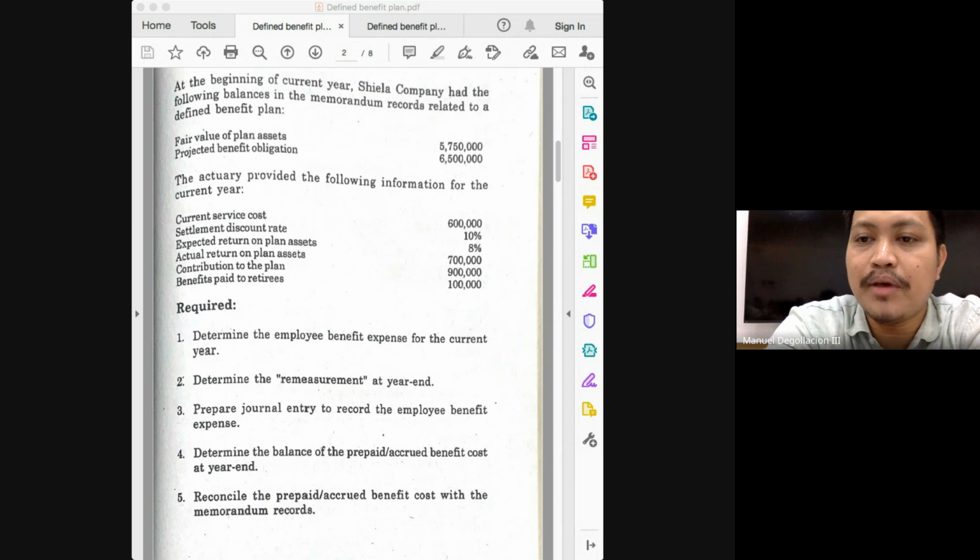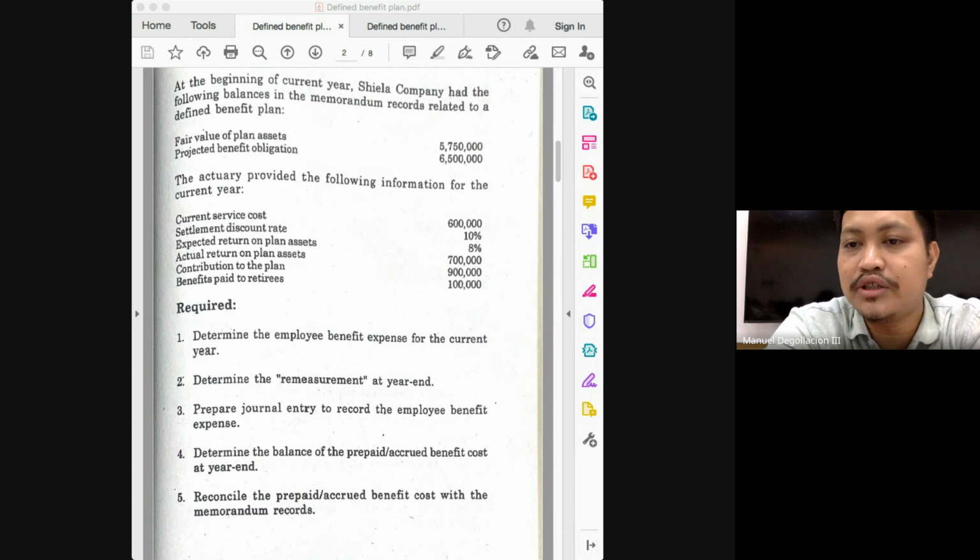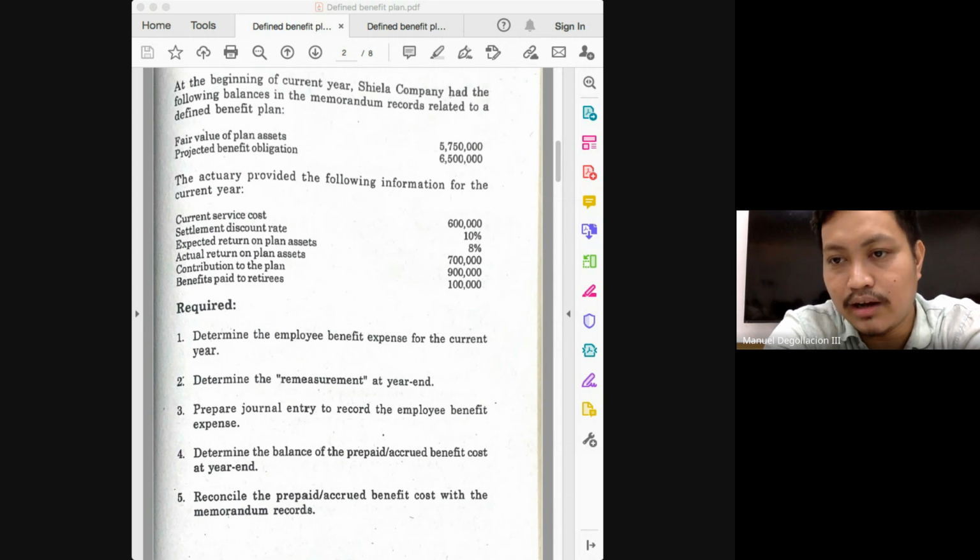How much is your FVPA beginning given, class? 5,750,000. How much is your PBO beginning? 6,500,000. You get the difference between the two, and that is your prepaid or accrued benefit cost at the start of the year. And again, the difference is 750. And this is prepaid or accrued? Accrued. So we have a liability of 750.